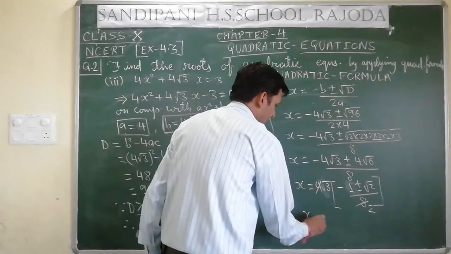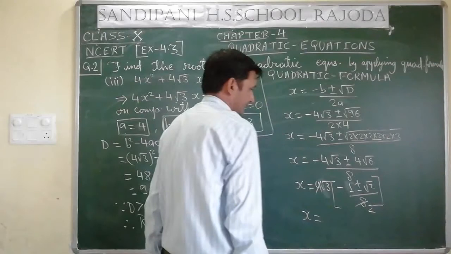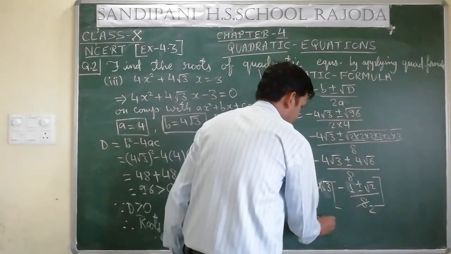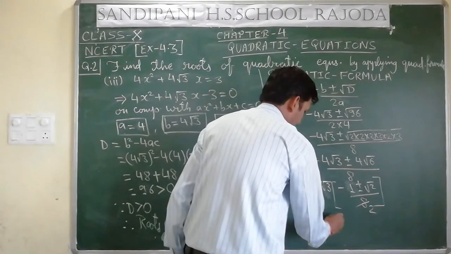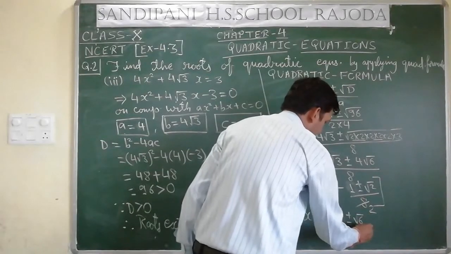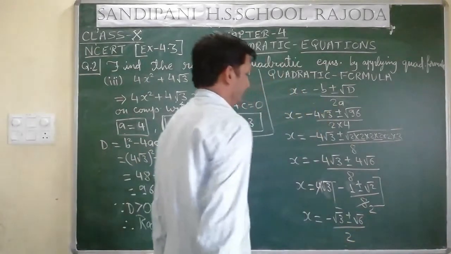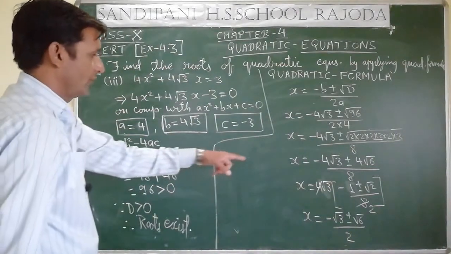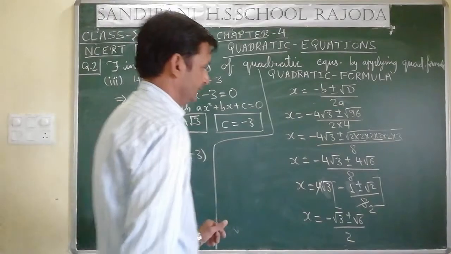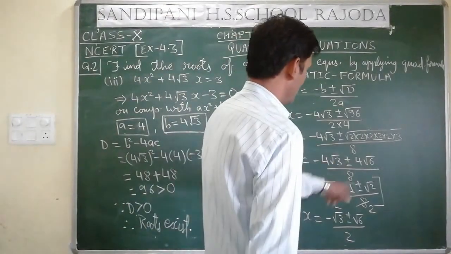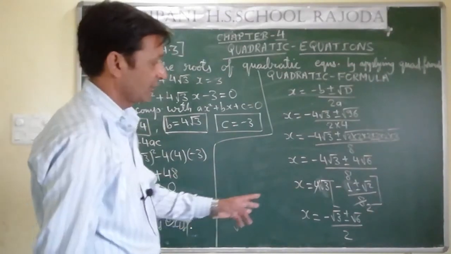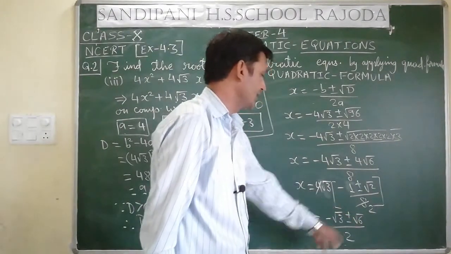So this will be x is equal to minus root 3 plus minus root 6 upon 2. It will be 4 minus root 3 plus minus root 6 upon 2. You may write because 4 is taken common. So if you take root 3 common, then also it is possible.